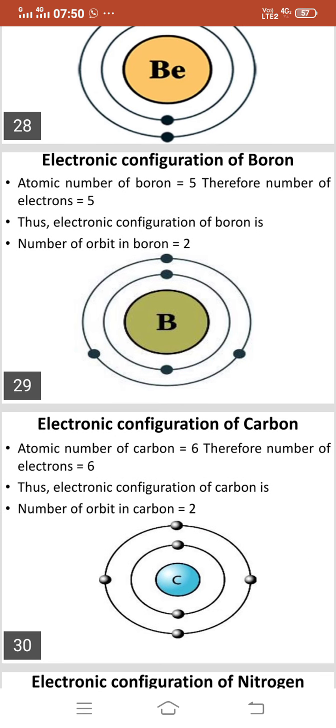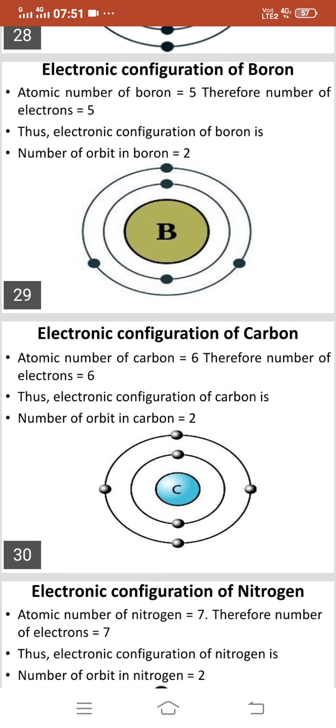Now the electronic configuration of carbon. Atomic number of carbon is 6. Therefore the number of electrons is equal to 6, and the number of orbits in a carbon atom is 2. So there are 6 electrons, and those accommodate into 2 orbits. Maximum 2 electrons can accommodate in the first orbit. So the first orbit contains 2 electrons and the rest of the 4 electrons are present in the second orbit. So that is the structure of carbon.